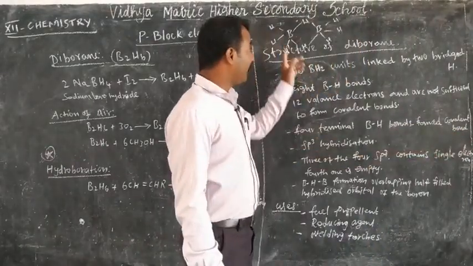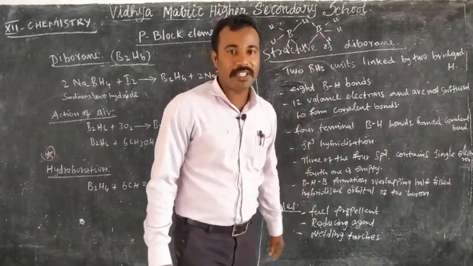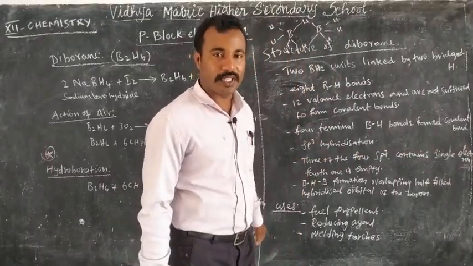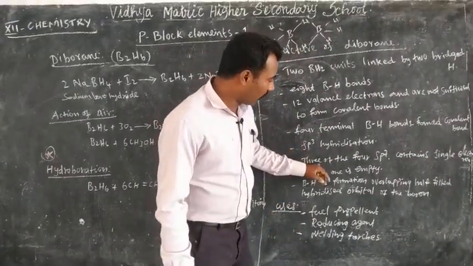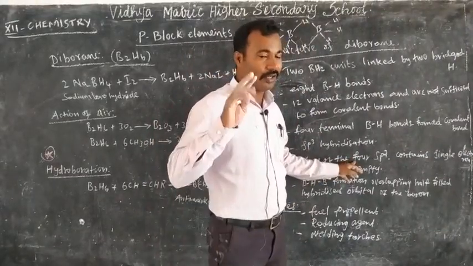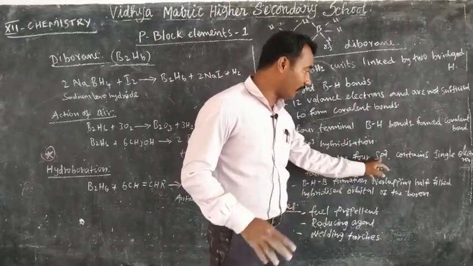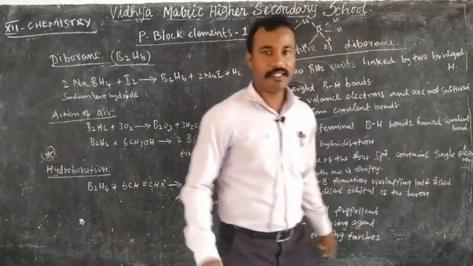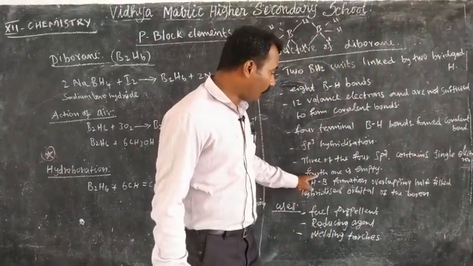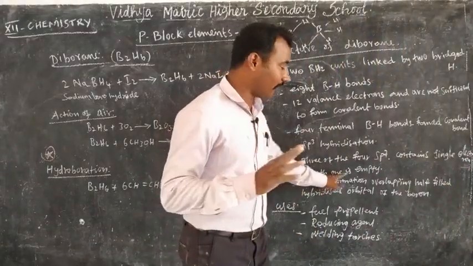Then in this diborane there is sp3 hybridization, the overall sp3 hybridization. Then 3 of the 4, மொத்தம் 4 சொல்லியிருக்கோம், 4ல் 3 sp3 hybridizations. It contains a single electron, ஒரே ஒரு எலக்ட்ரான். Then the 4th one is empty.